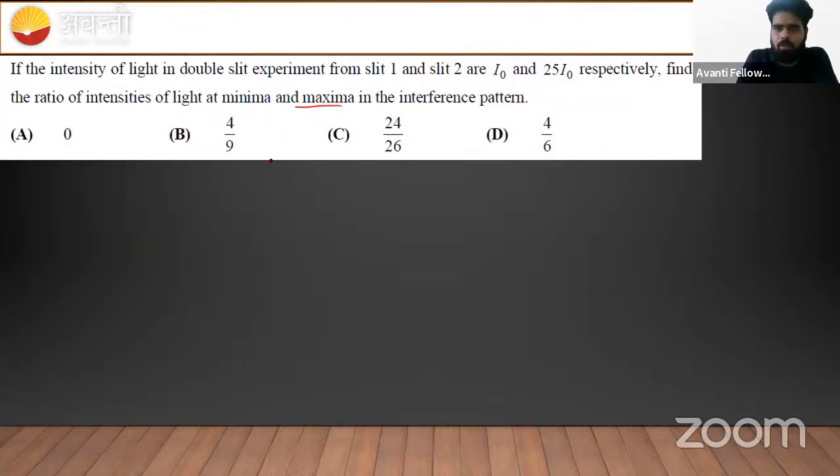That is a directly formula-based question. What is the minimum and maximum intensity in interference? We know the formula of the minimum intensity is (√I1 − √I2) whole squared. What is the formula of I maximum? It is (√I1 + √I2) whole squared. It is given that I1 is I0 and I2 is 25 I0. To find the ratio, just divide and put the values.